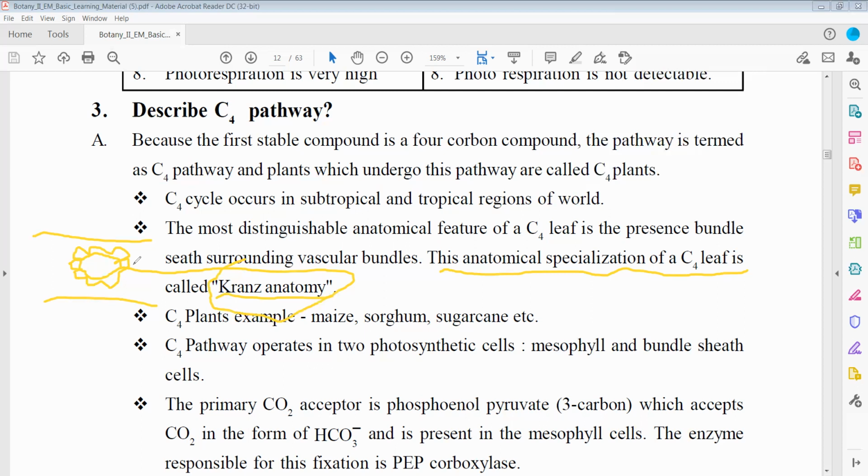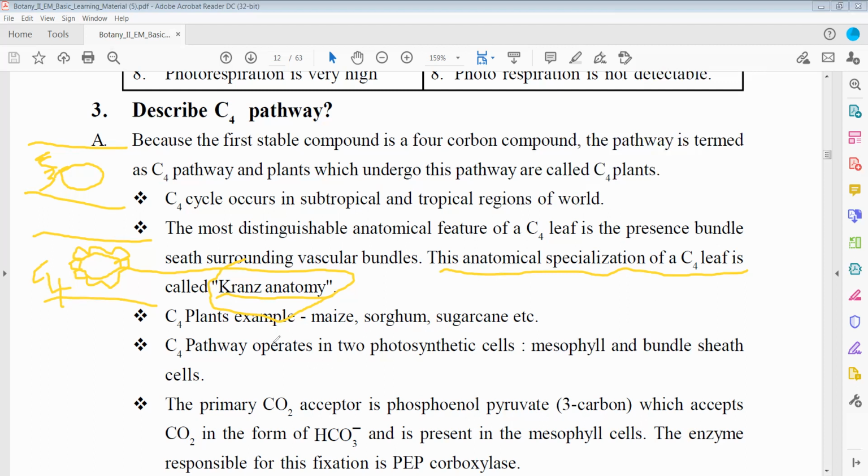This is only seen in C4 plants, whereas in C3 plants I will draw a normal vascular bundle, where the sheath is not specialized, like this. This is the major difference between C3 plants and C4 plants. This type of vascular bundle we see in C3, and this type we see in C4 plants. This type of vascular bundle is called Kranz.